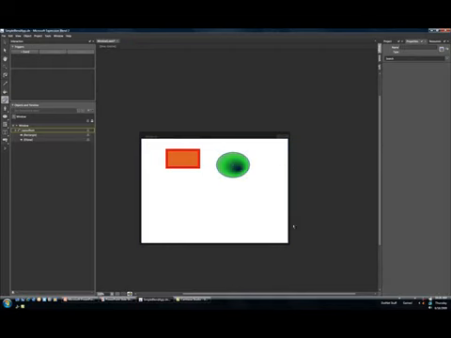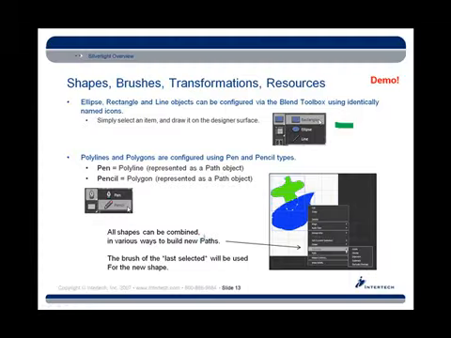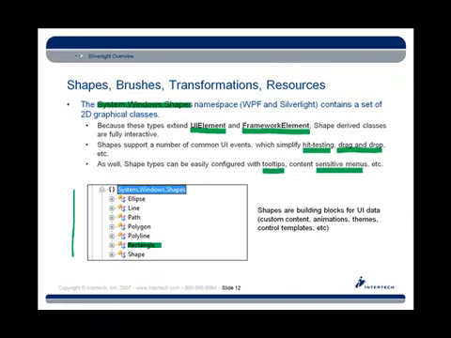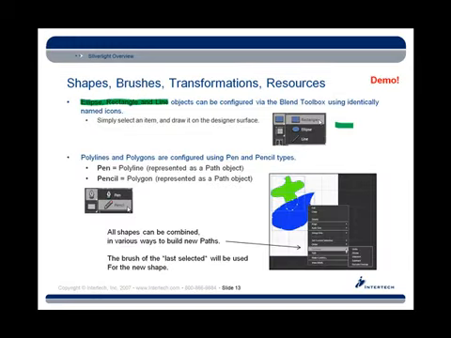Okay? So let me just flip back here to my slide deck and kind of catch us up. Remember what we're looking at here, right? Blend has a fairly one-to-one correspondence for all the members of this toolkit. We've already talked about what the shapes bring to the table. When you're working with pens and pencils, that's pretty much how you work with polygons and polylines. But remember that internally, they're going to be represented as paths.